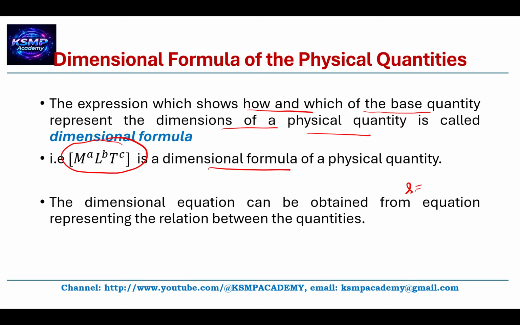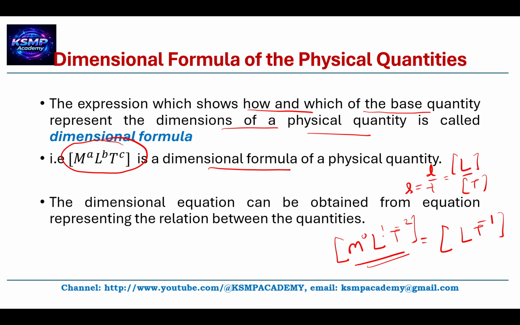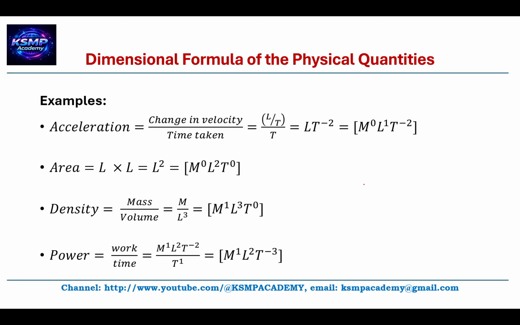That is for speed. Speed is distance upon time, so it is L and it is T. This gives us the formula L T to the power minus 1, or we can represent it as M to the power 0, L to the power 1, T to the power minus 1. So this is the dimensional formula of speed. We know the physical relation or the equation of speed, and based on that we can find the dimensional formula of the given quantity.